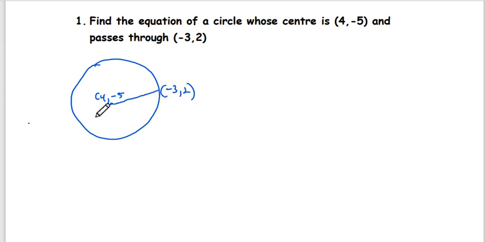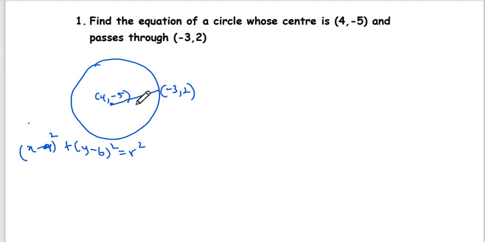The equation of a circle is given by the formula (x - a)² + (y - b)² = r², where a and b represent the center, that's 4 and -5. Our x and y are variables. r represents the radius, but we don't know the radius here. The radius is the distance from the center to this point, so the radius is basically this line.